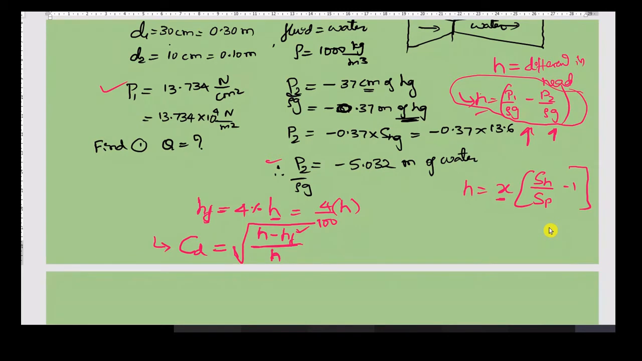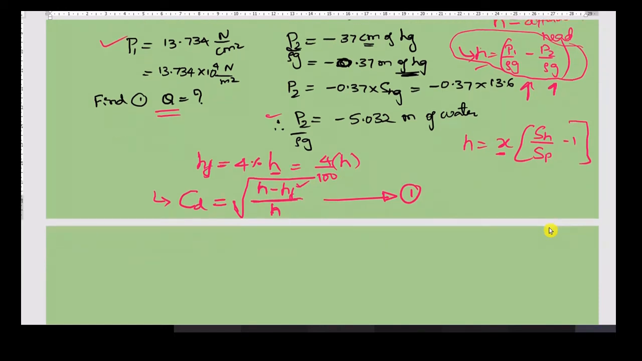So that is the formula for calculating CD. Now he has also asked for discharge. These are the two unknowns. So first we will calculate the CD. This equation I will take as number 1. And one more equation I will write, that is the formula for discharge. Q actual is equal to CD into Q theoretical.